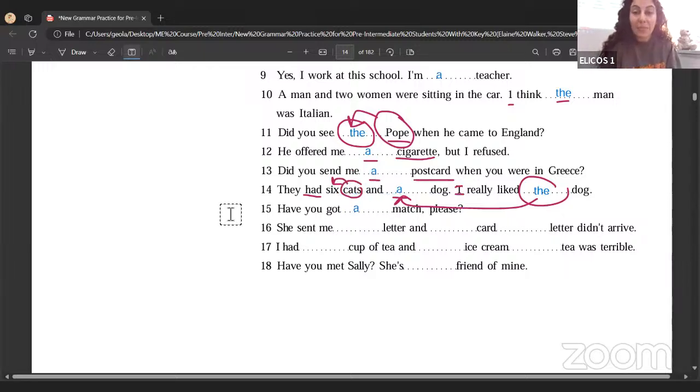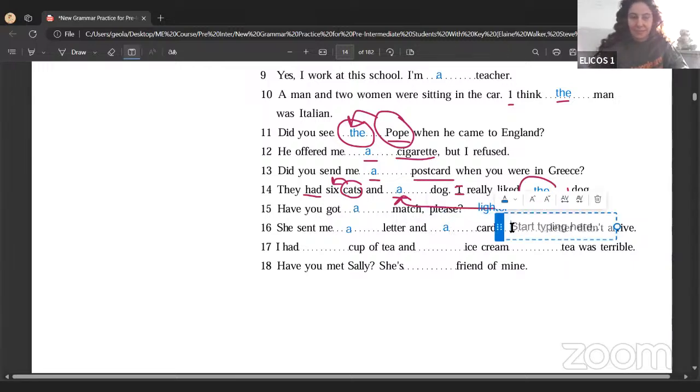Fifteen. Yeah, have you got a match, please? Now it's more common we say, have you got a lighter? So again, just to give you very common expressions, no one asks for a match. You know, match is like, no one really uses that anymore. Now we say, have you got a lighter, please? Sixteen. The letter didn't arrive. Yeah, we know these rules. Seventeen.